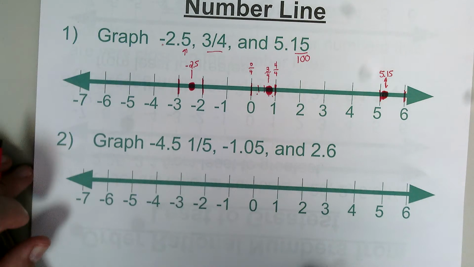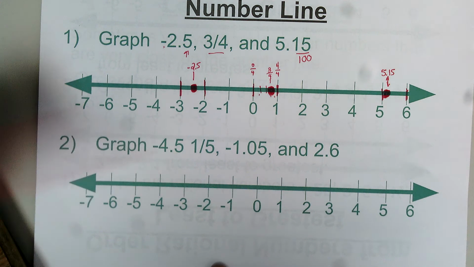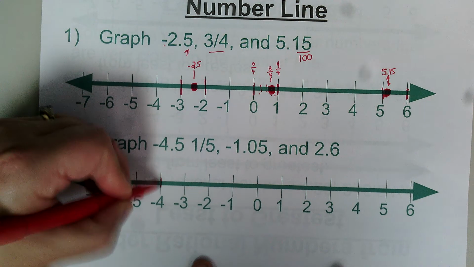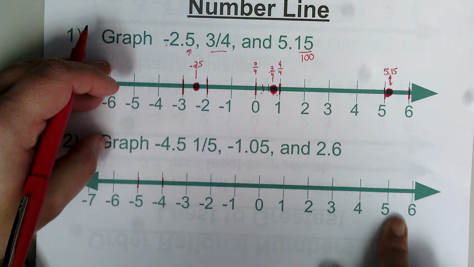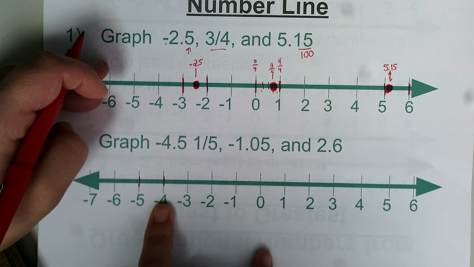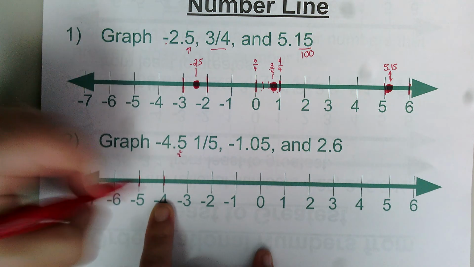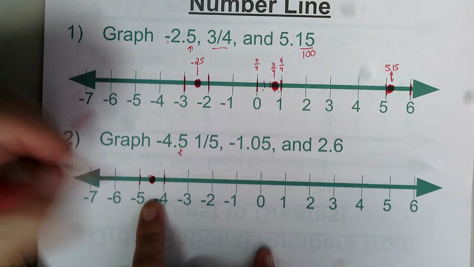What two numbers does -4 and 5/10 fall between? I hope you said between -4 and -5, because 4.5 goes between 4 and 5. So -4.5, or -4 and 5/10, goes between -4 and -5. And since 5/10 is the same thing as half, I'm going to graph my dot, my closed circle, between -4 and -5.